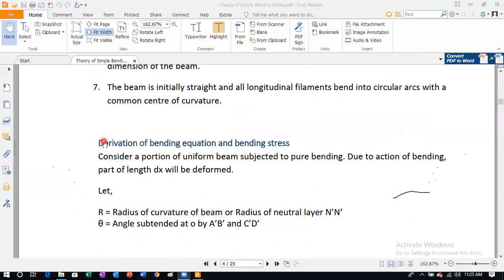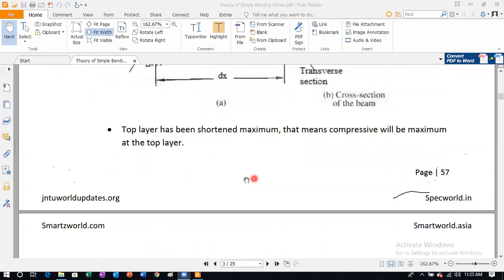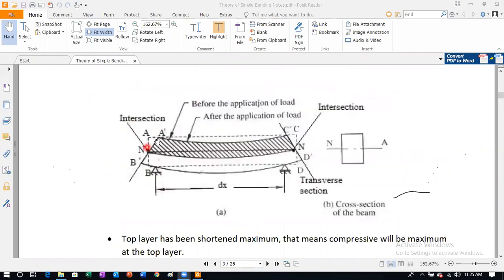Now we will move further for the derivation of bending equation and bending stress. For this, consider a portion of uniform beam subjected to pure bending. The part of length dx will be deformed. We have this beam ABCD, where the uppermost fiber is contracted into A dash C dash, and the lowermost fiber BD is expanded to B dash D dash.